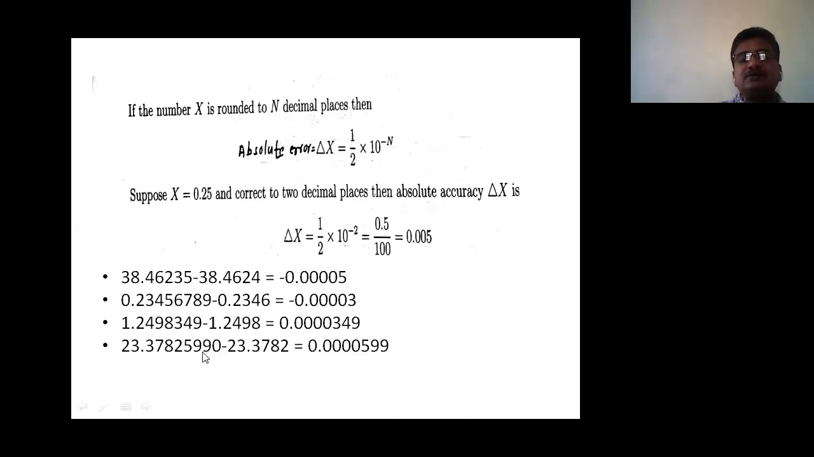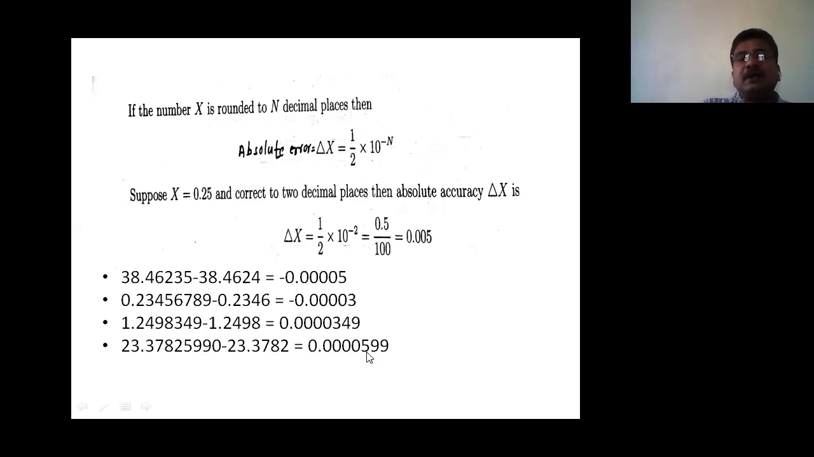This number is also rounded to 4 decimal places, and their subtraction or their difference is what? 0.0000 and 5 and something. Okay, so if we round up any number up to 4 decimal places, then the highest difference is what? 0.00005.